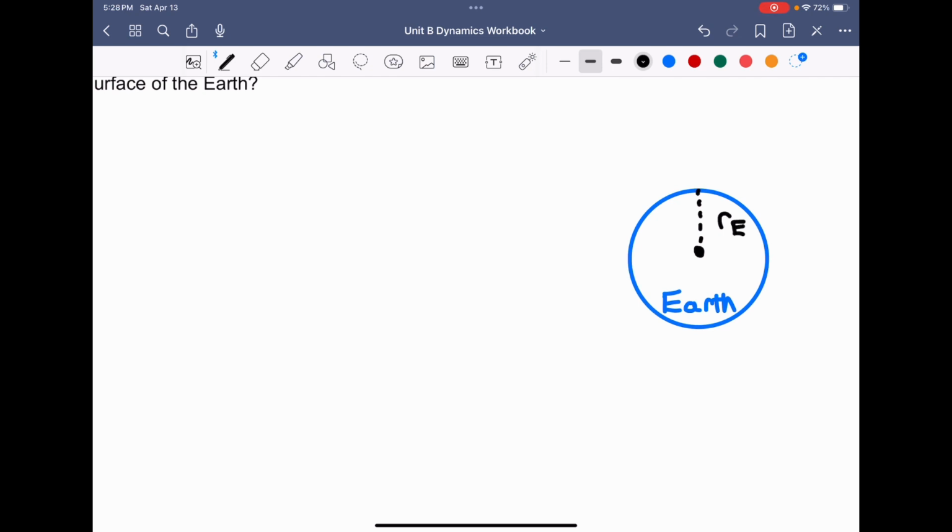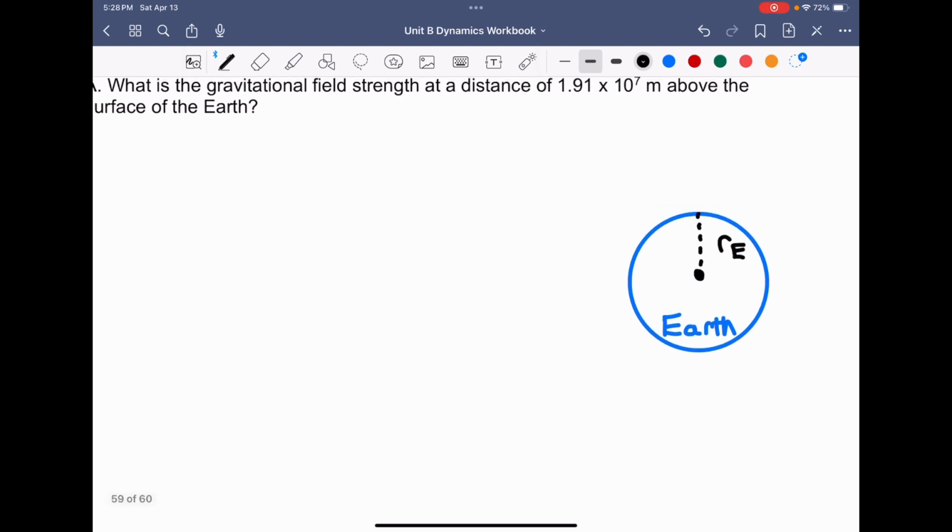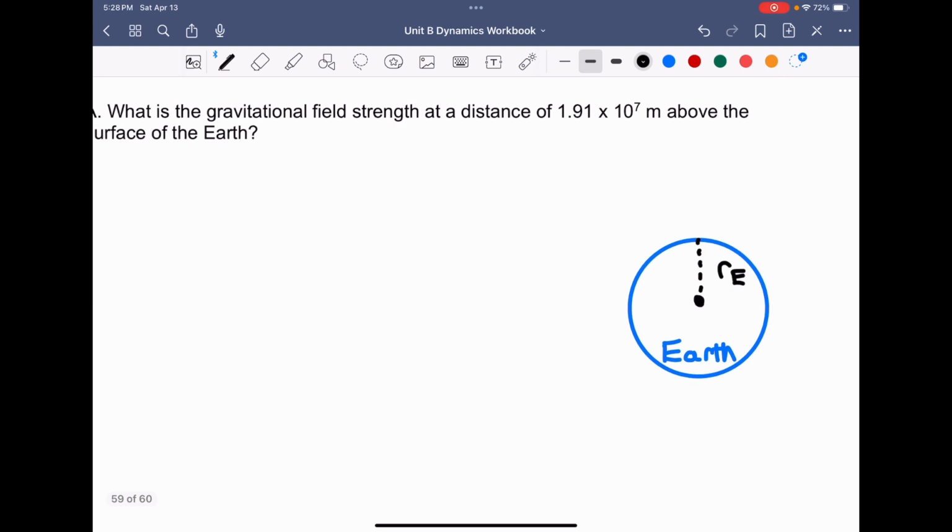So whenever we go to our table of values, or whenever we look on the back of the formula sheet for the Earth values, we're going to copy this down as this is the radius of Earth from the middle to the outside, or from the middle to the circumference. But in this problem, what they said is, what is the gravitational field strength at a distance of 1.91 times 10 to the 7 meters above the surface?